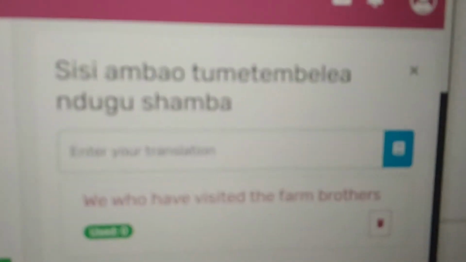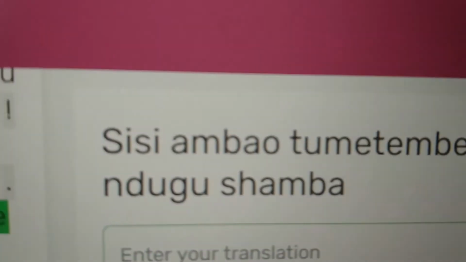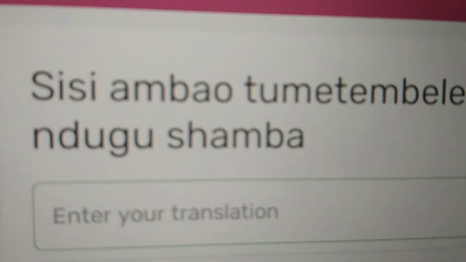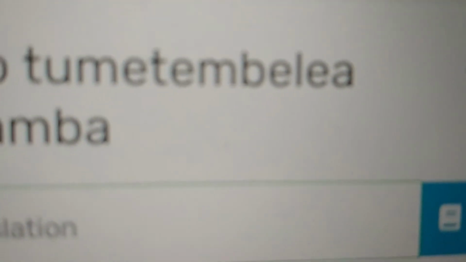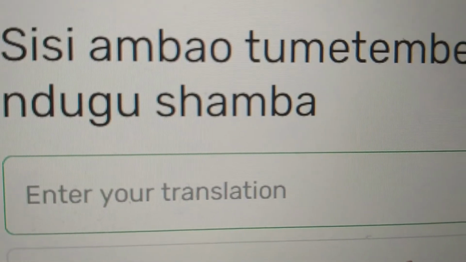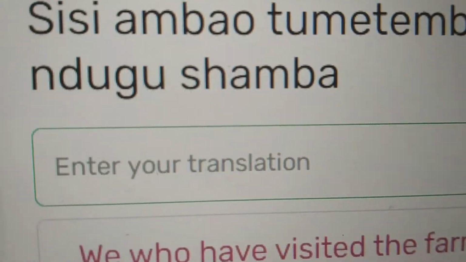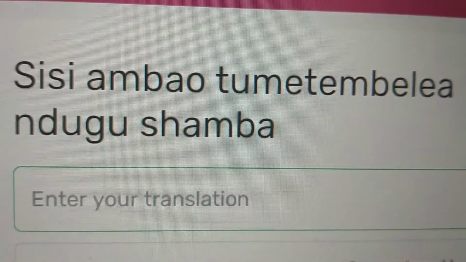Something I noticed here that I completely forgot I even learned was this use of ambao, which is like who. So we who visited. But because we're talking about ndugu, which is a relative, I think we should be mentioning it here. It should be tu me ku tembelea ndugu. I think we should mention it twice, once in the ambao and once in the ndugu. But that's what I remember.